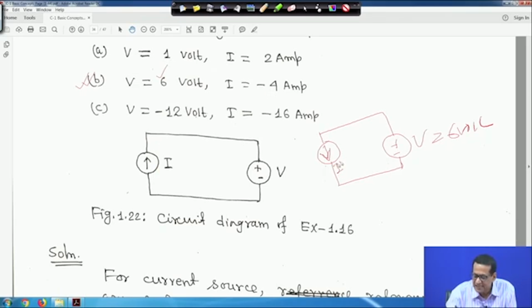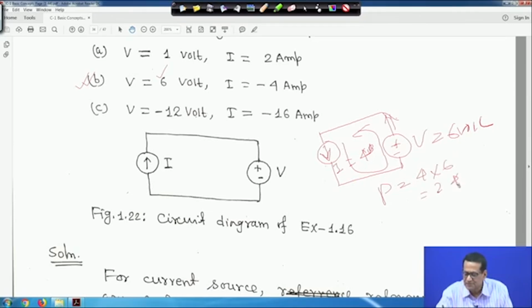That means in this direction I is equal to positive 4 ampere, and this current actually is flowing like this. That means the current is actually leaving the voltage terminal. So basically the current is leaving your plus terminal. That means your power will be, your I is given 4 ampere and voltage is 6 volt, so P will be 24 watt, but it is leaving the plus terminal, that means power supplied. So minus 24 watt. So power supplied by the voltage source, right.